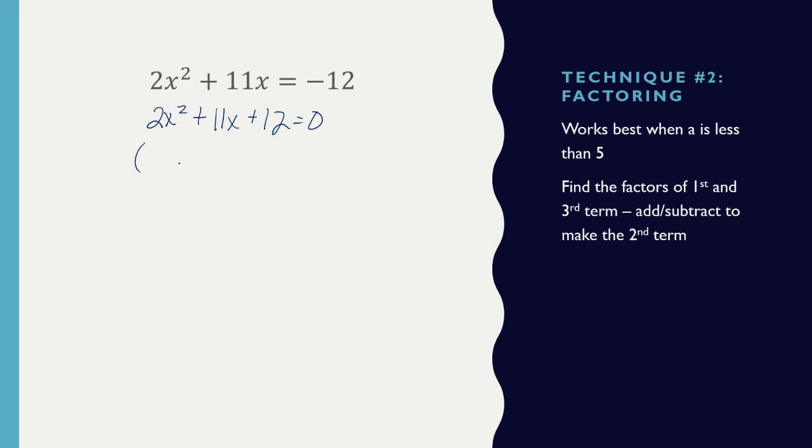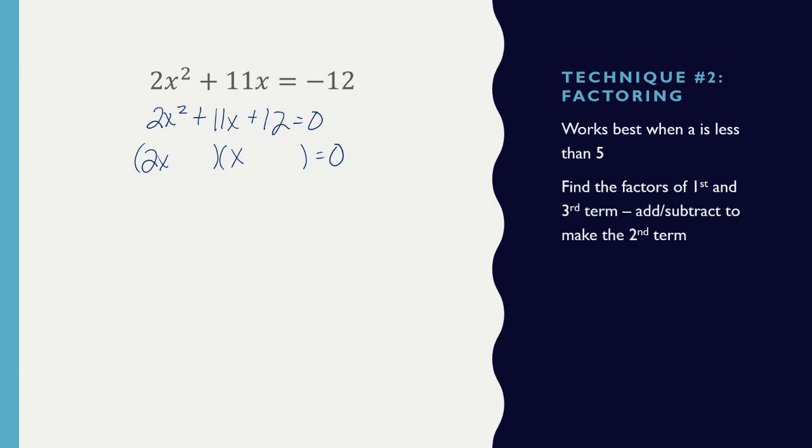Now I want to figure out what factors of 2 and what factors of 12 can be used to combine to make 11. So I know 11 is close to 12, and I'm thinking, oh, 1 and 12, except that I have that 2 there. So let's actually start with that because that might be easier. I'm going to start by breaking that apart into a 2x and an x. Now I need some factors of 12 that are going to get me to 11. And I'm thinking probably 4 and 3.